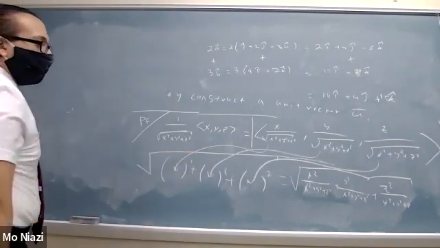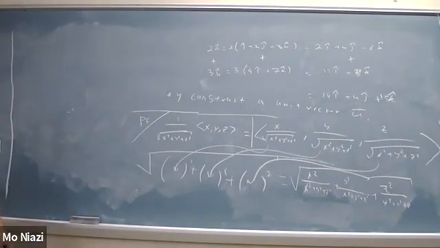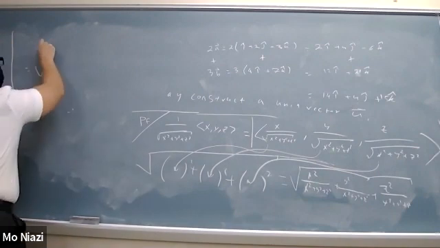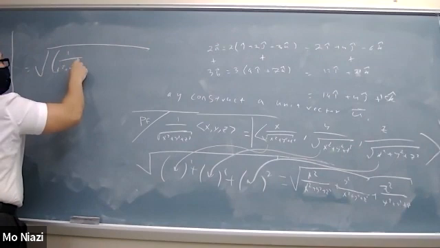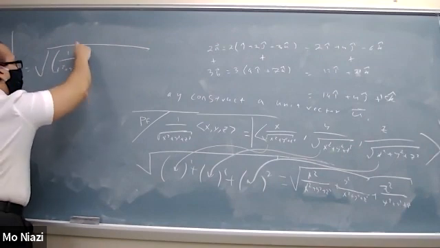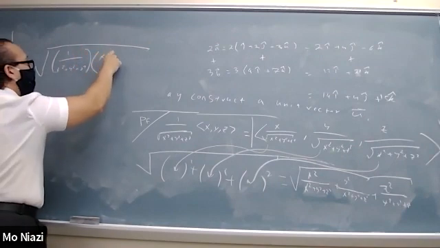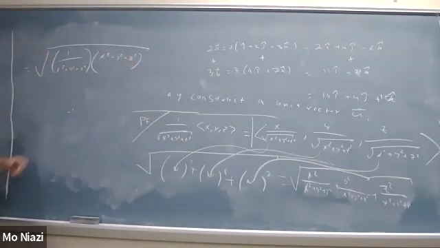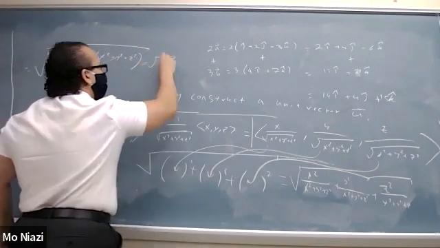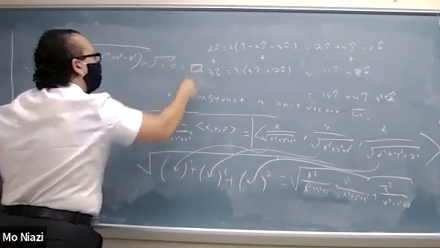I can factor out that x squared plus y squared plus z squared out of each term. So I get 1 over x squared plus y squared plus z squared times x squared plus y squared plus z squared. Notice they cancel. And you take the square root of 1. Proof is completed.